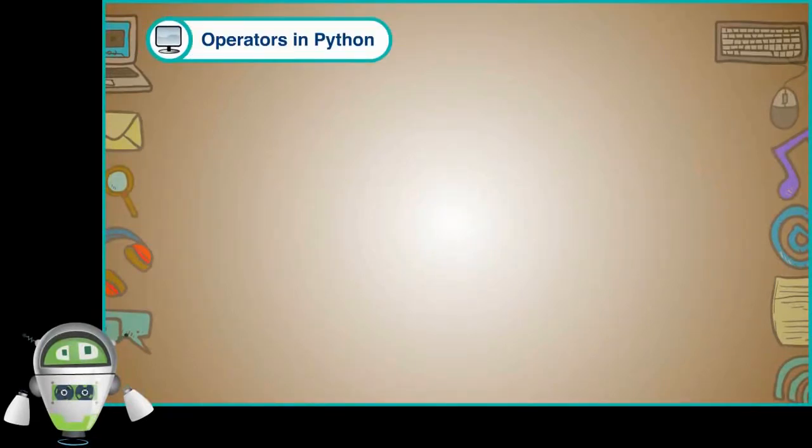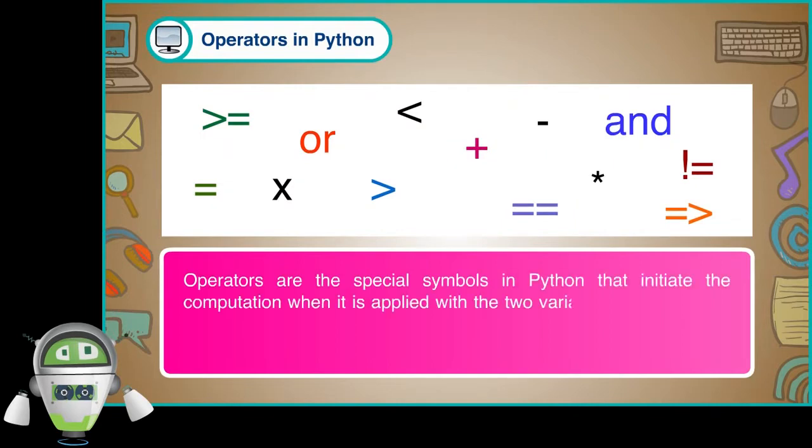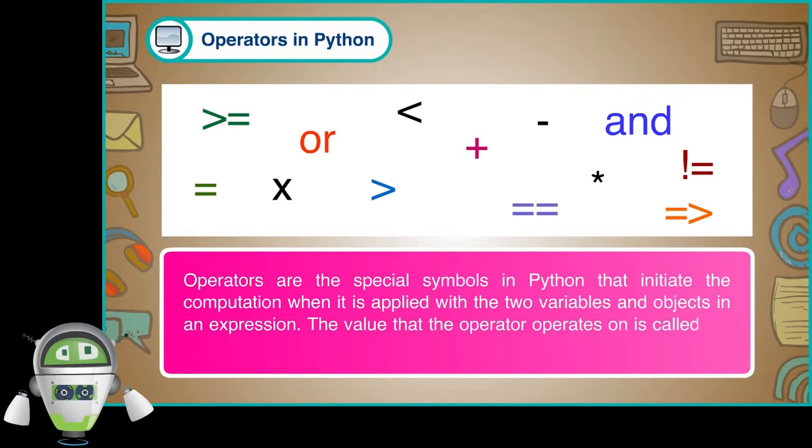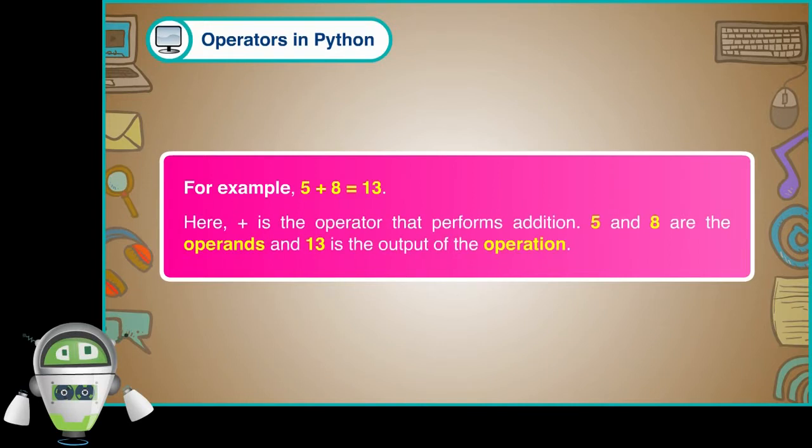Operators in Python. Operators are special symbols in Python that initiate the computation when applied to two variables and objects in an expression. The value that the operator operates on is called the operand. For example, 5 plus 8 is equal to 13. Here, plus is the operator that performs addition. 5 and 8 are the operands and 13 is the output of the operation.